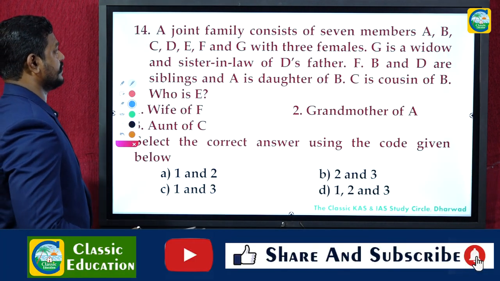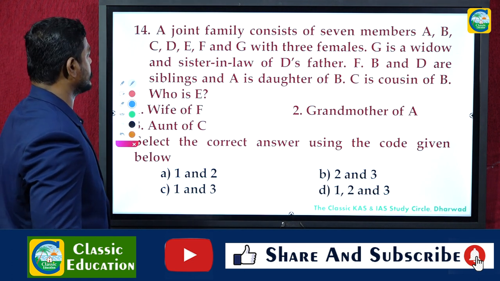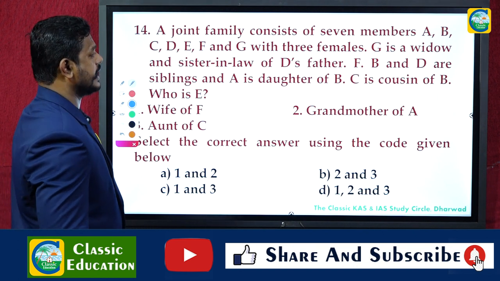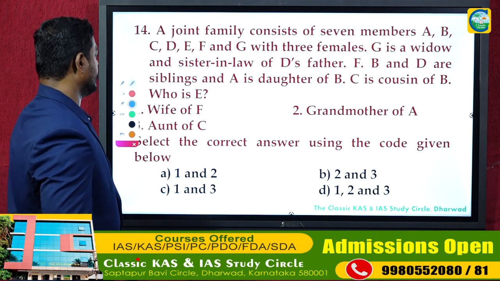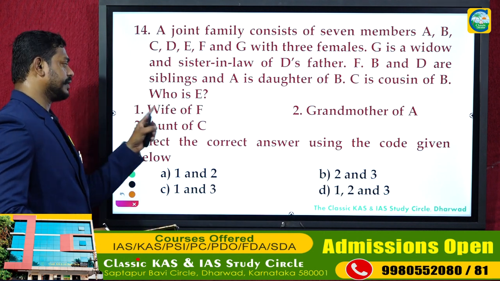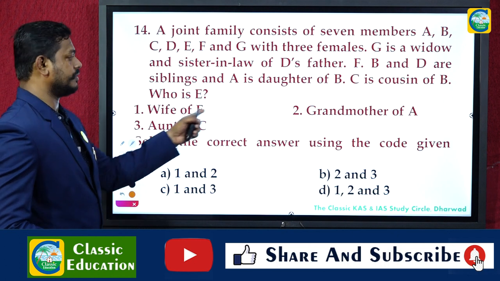A joint family consists of 7 members, A, B, C, D, E, F, and G, with 3 females. G is a widow and a sister of D's father. F, B and D are the siblings, and A is the daughter of B, C is a cousin of B. Right, then now they have given some of the questions here. Who is E? We have to find out who is E. Wife of F, aunt of C, grandmother of A. Which option will be a right option?